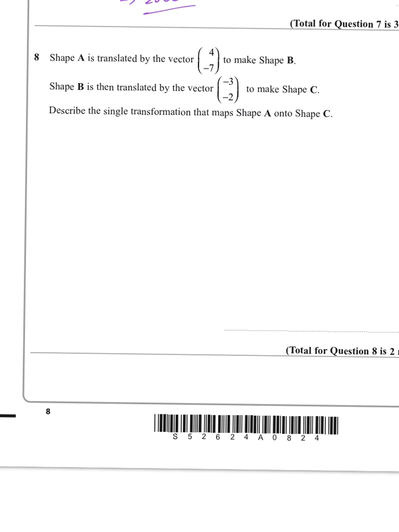Question 8. It says a shape A is translated by the vector 4, -7, and that will make shape B. And then from shape B, that is translated by the vector -3, -2, and then we end up with shape C. So if you think about it, you want to go from A through to C. The way of doing that is taking each vector and then adding.